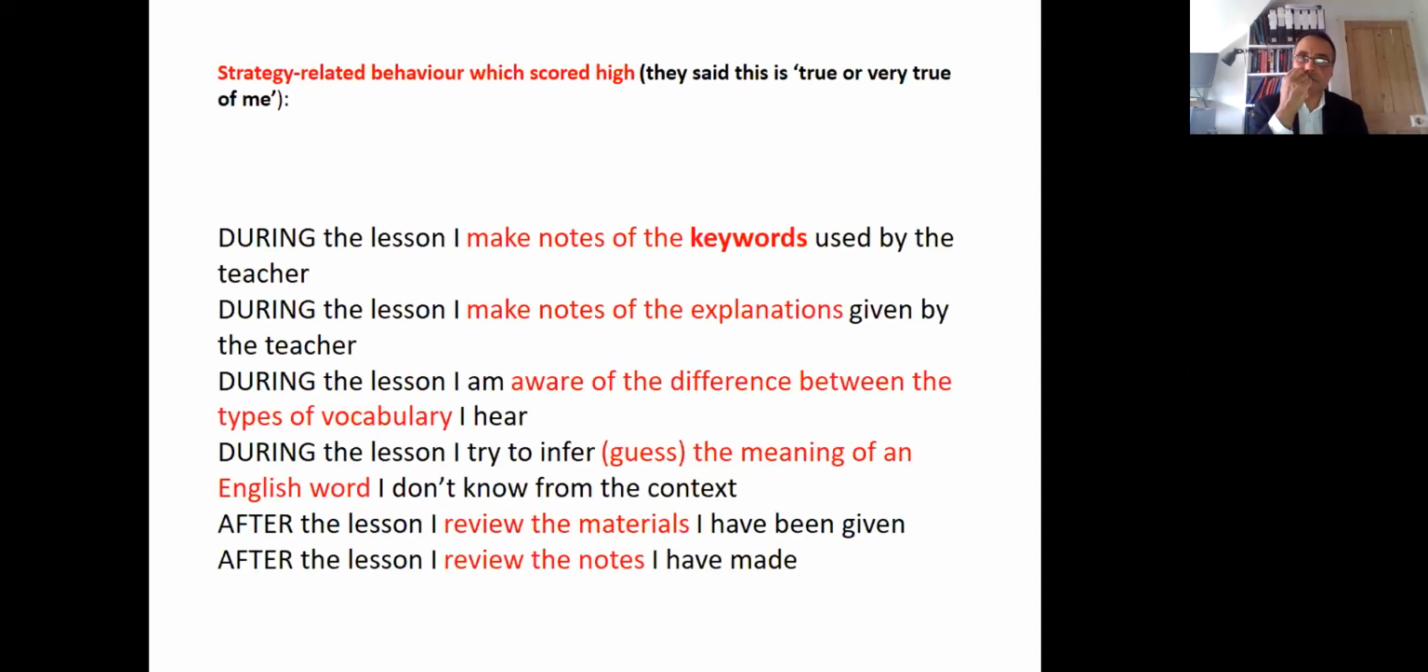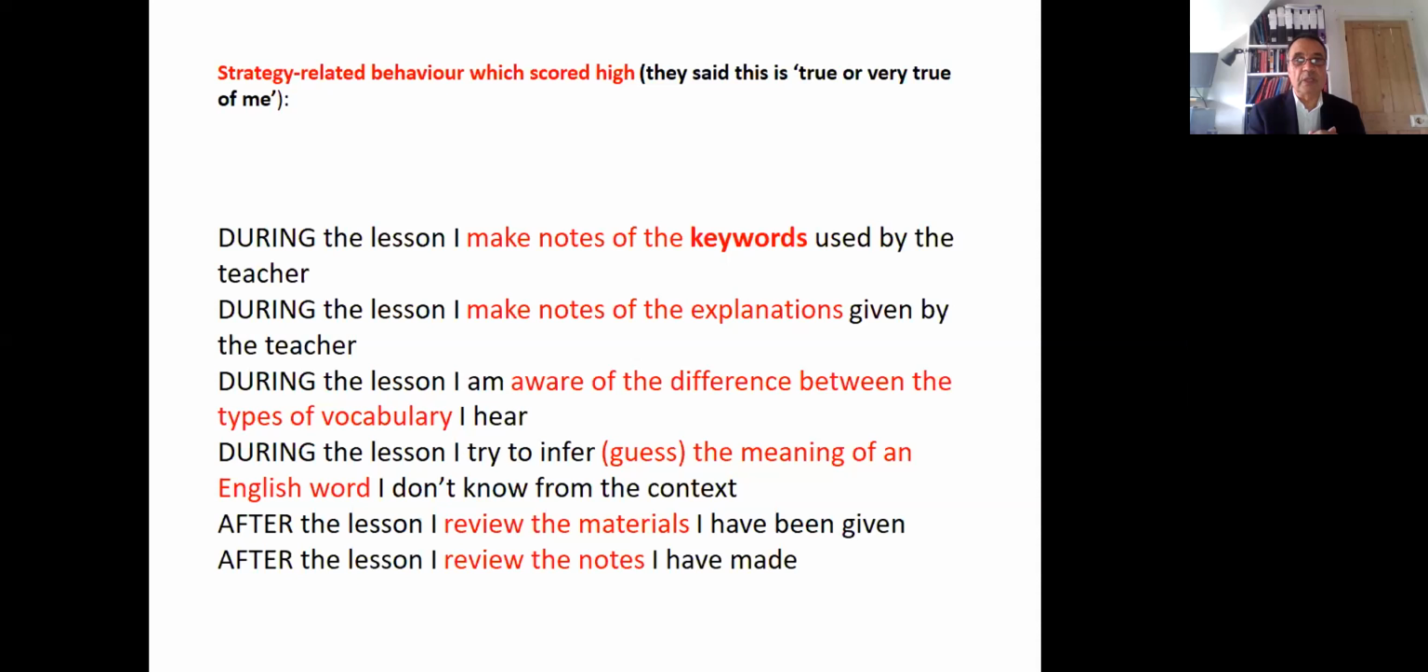And so when we started attempting to devise, and I say this is still, I think, embryonic in terms of how we go about eliciting strategies, we went for fairly big, more what I've called in earlier studies skills, kind of mixed up a bit with strategies as well. But you can see here that those students said that those were the things they did tend to do quite a lot. They made notes of keywords, made notes of explanations. They were aware of the difference between the different types of vocabulary. They tried to guess meaning, and so on.